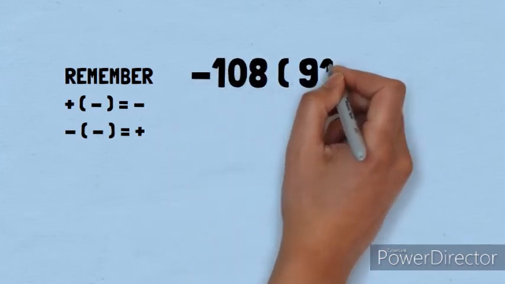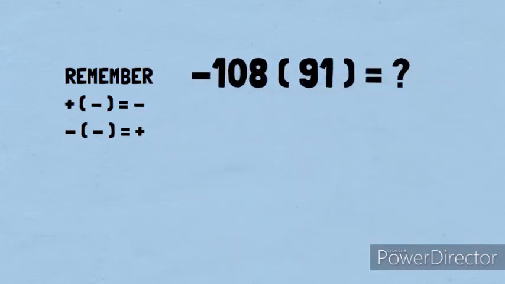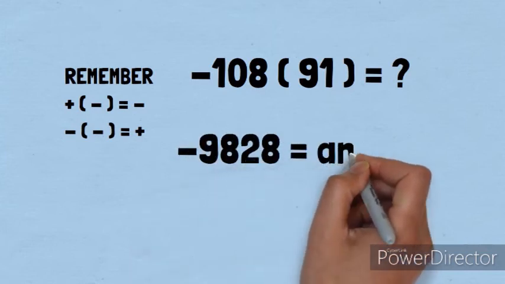Example number 3. -108 times 91. In front of the 91, there's no symbol, so it's automatically positive. So now we have a negative and positive sign. It doesn't matter which order the symbols are. As long as there's a negative and positive, it's always going to be negative. So our answer is negative. 108 times 91 is 9,828. So our answer is negative 9,828.